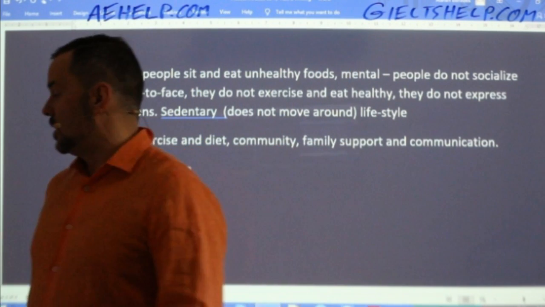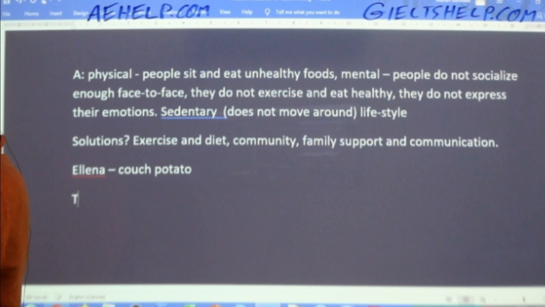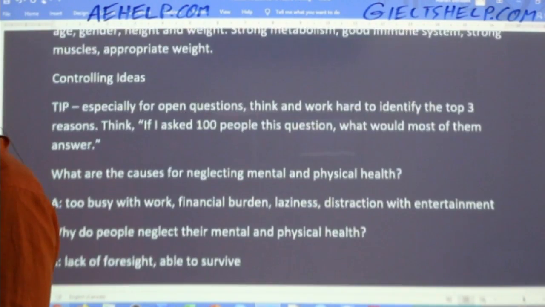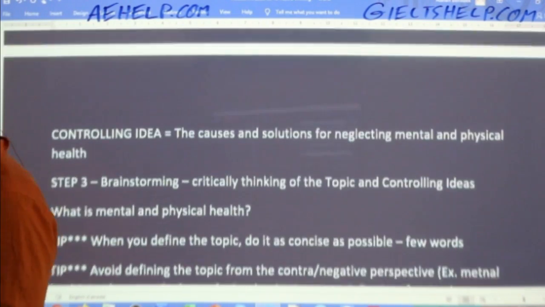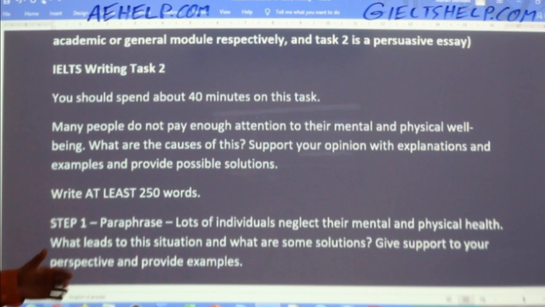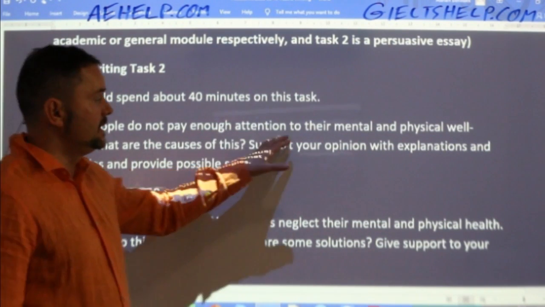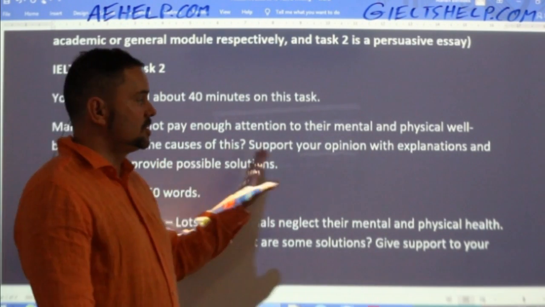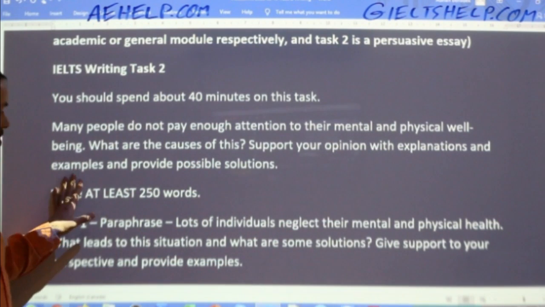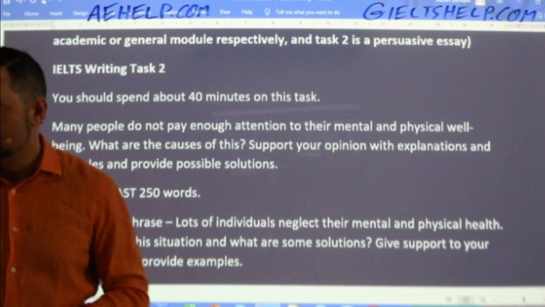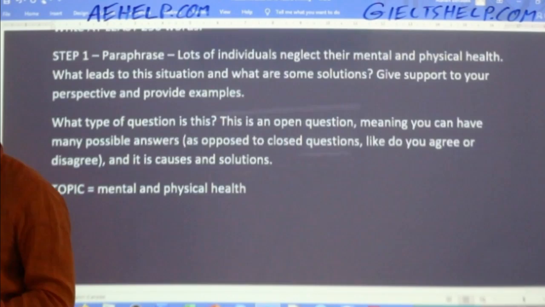Okay, so thesis statement. Students, based on this information, please come up with your thesis statement. So again, before you write your thesis statement, it's always a good idea to read the original question one more time. Many people do not pay enough attention to their mental and physical well-being. What are the causes of this? Support your opinion with explanations, examples, and provide possible solutions. Okay, so you can use words from your paraphrasing here.